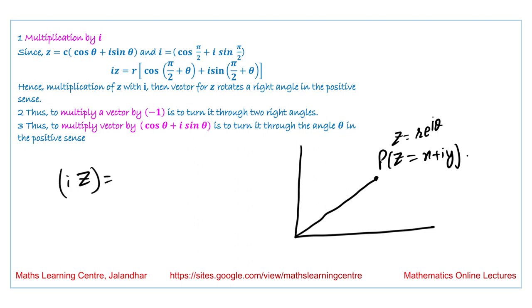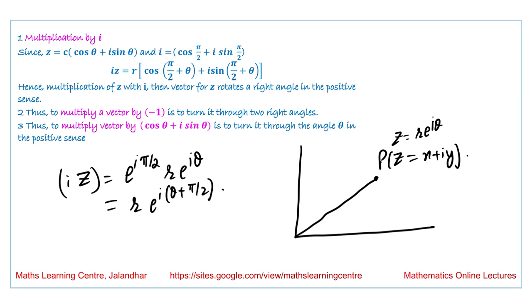When we multiply it with iota, we can write iota as e raised to the power iota pi by 2, times R e raised to the power iota theta. So the answer we obtain is R e raised to the power iota (theta plus pi by 2).